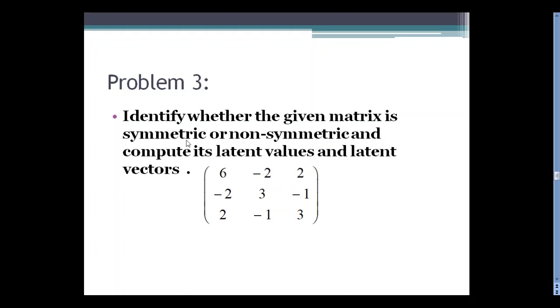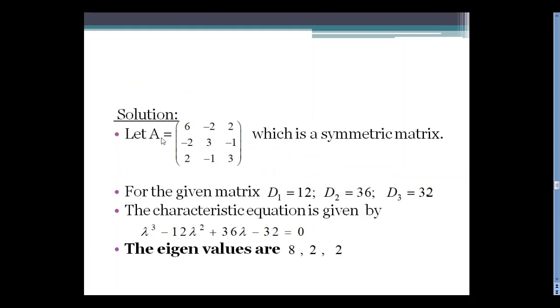First of all, I want to check whether it is symmetric or non-symmetric. When you transpose this matrix you will get the same matrix. So A is equal to A transpose, which is a symmetric matrix. Now this is a 3 cross 3 matrix, so I can find D1, D2, D3. Substituting in the characteristic equation, we get lambda cube minus 12 lambda square plus 36 lambda minus 32 equal to 0. Now by solving using synthetic division, we get the eigenvalues 8, 2, 2.